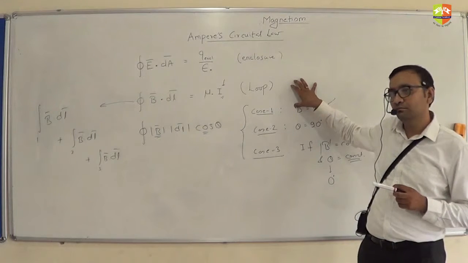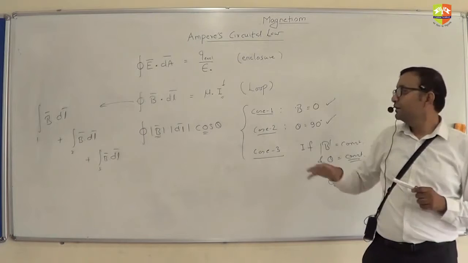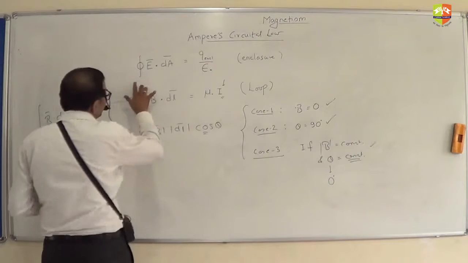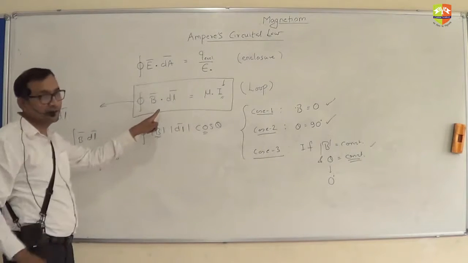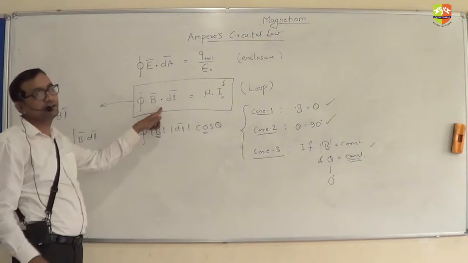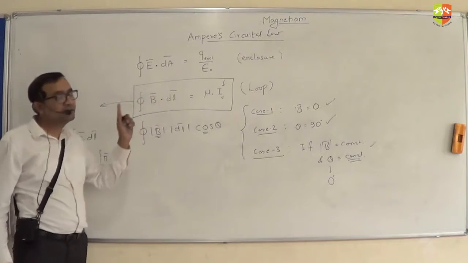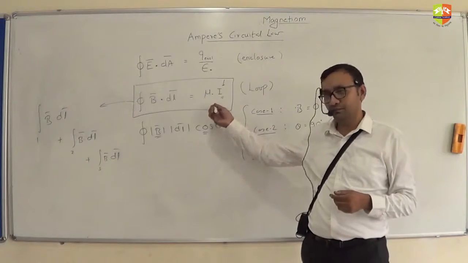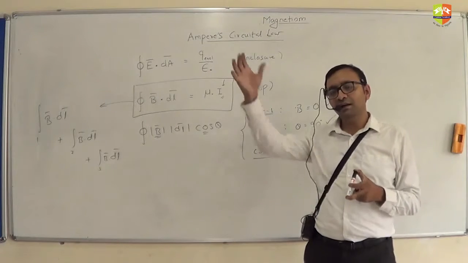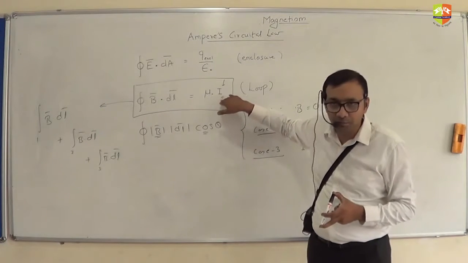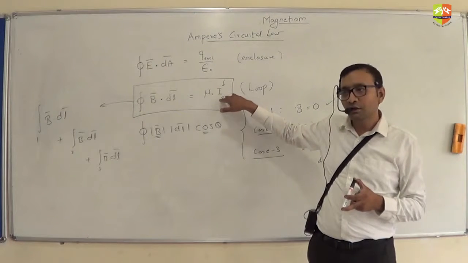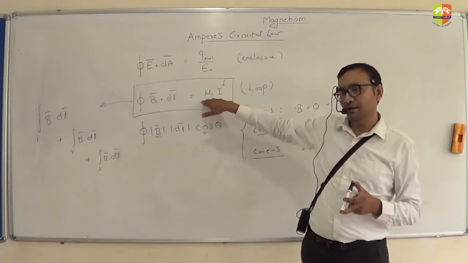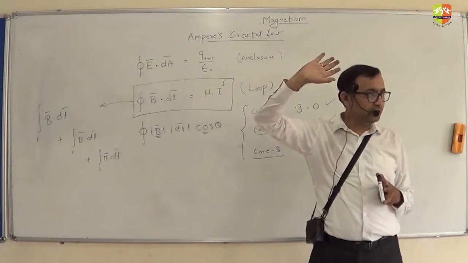Any doubt? No doubt? Why do I construct a loop? See, the derivation of this particular Ampere's circuital law, how this comes, you are effectively asking why this is true. This derivation is not in our curriculum. In fact, I have never bothered to look into the derivation of this. So we have started with the fact that this is true. If you ask me why this is true, I have not looked into how this has come, why it is a loop. Understood?